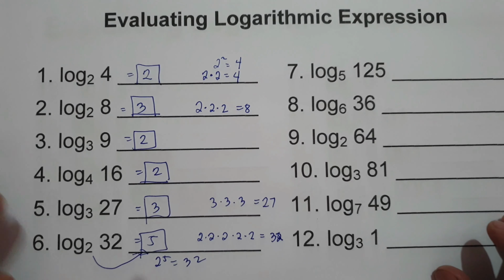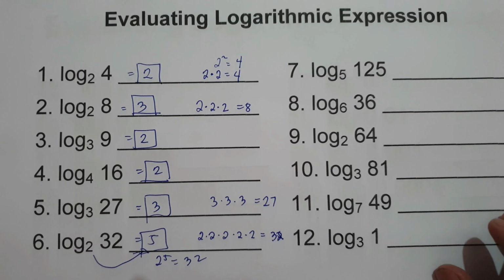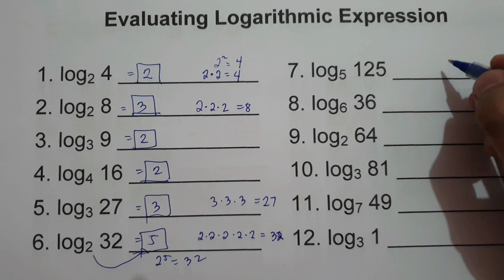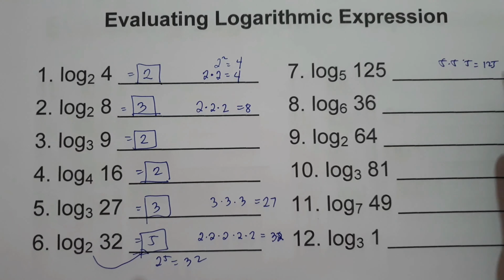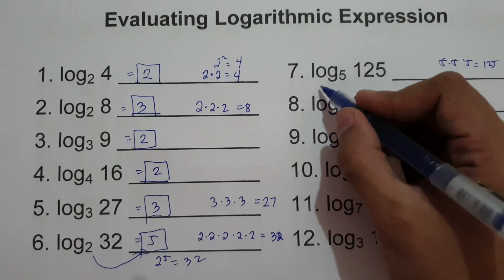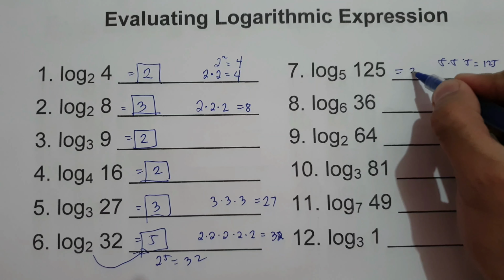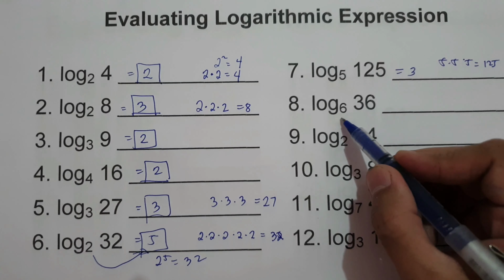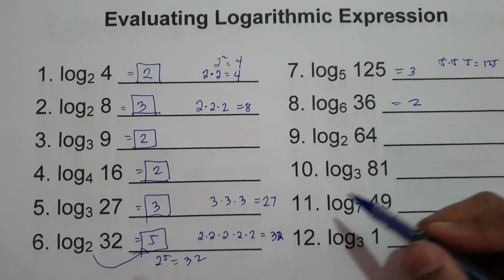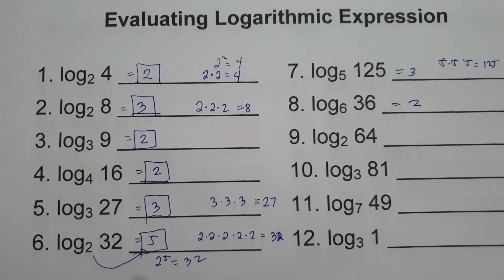What about log 125 to the base 5? 5 to what power is 125? So that's 5 times 5 times 5 is 125. So therefore, log 125 to the base 5 is 3. How about this one? Log 36 to the base 6. That is 2. 6 raised to 2 is 36.